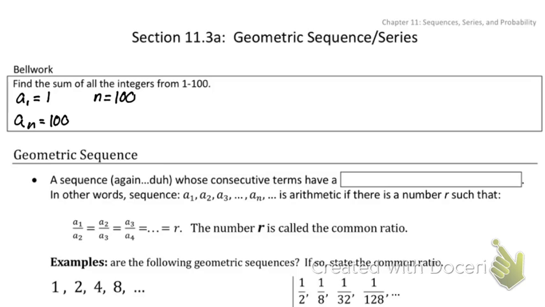All right, then we just plug it into our formula. It goes with s sub 100. So that says add all those 100 terms together. It's just going to be the 100 terms divided by 2 times 1 plus 100. Well, that's just 101 times 50, which is going to equal 5050.